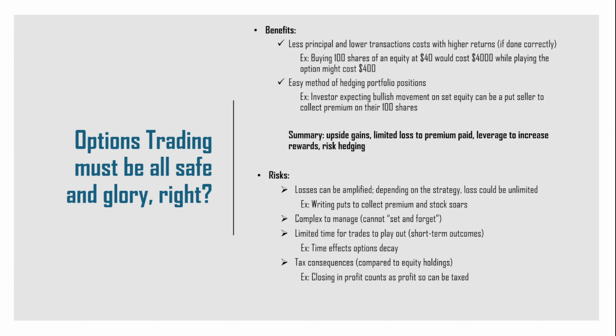If you pay $4,000 for that stock, it can go down to $0 and you lose 4,000, or you can pay 400 for that contract, and that stock can go to $0 and you lose 400. So that's your risk versus reward. Risks: losses can be amplified depending on the strategy. We'll talk about it. Writing puts to collect premium can definitely go super against you if your stock soars.